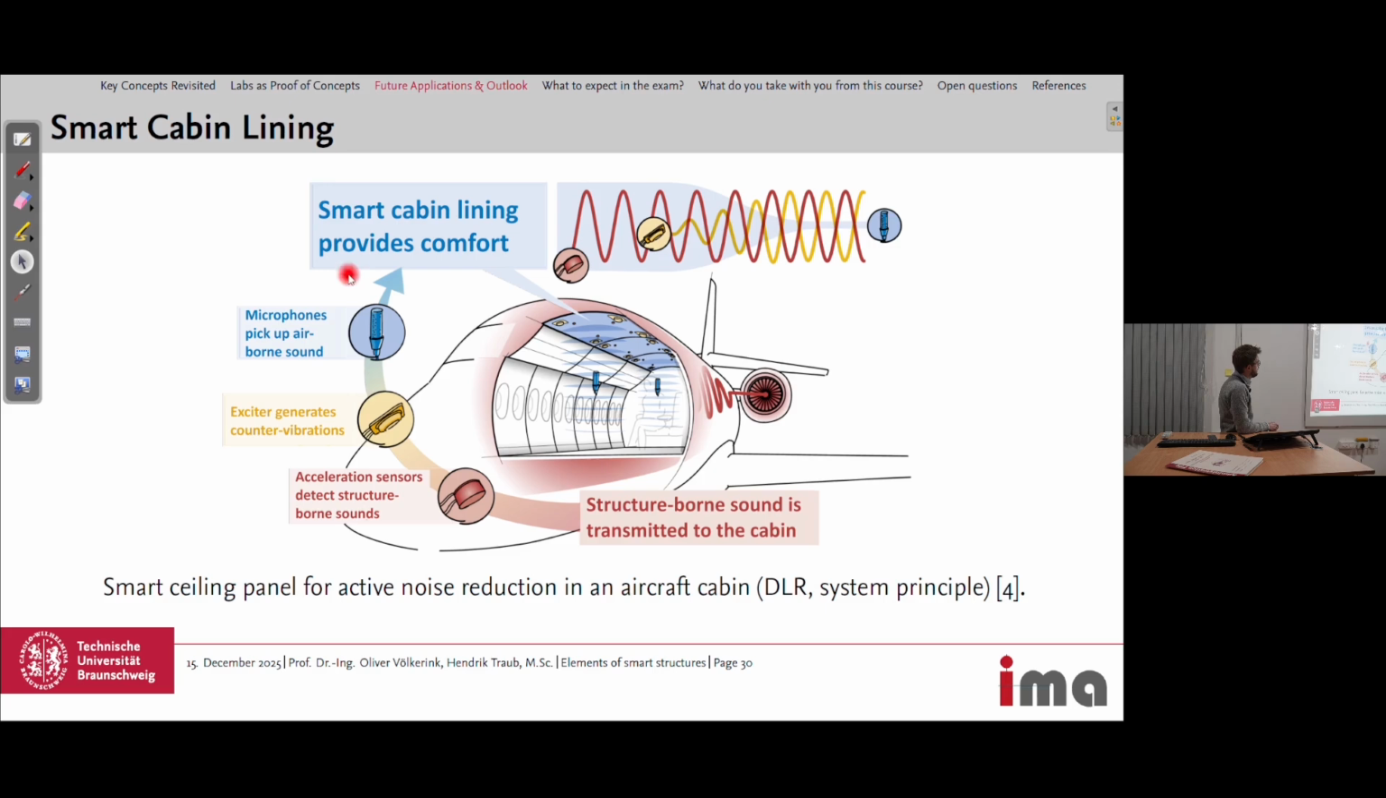And the aim is to reduce the structure-borne sound, which then leads to an airborne sound, and improve passenger comfort with these smart ceiling panels. All of these sensors, and also the exciters, were placed in these ceiling panels here in blue.